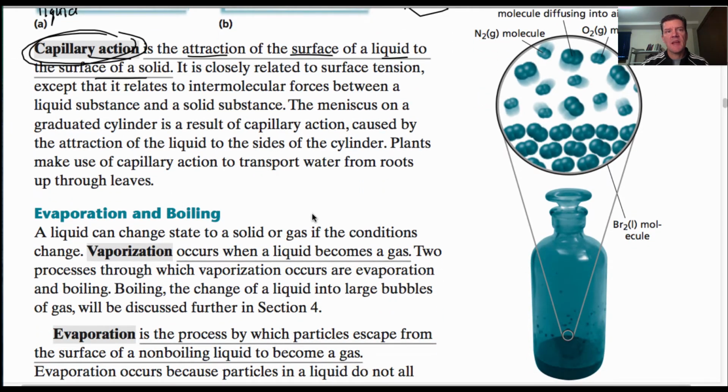Interestingly, capillary action is crucial to plant life because plants use that capillary action to transport water from the roots all the way up to the tallest branches and leaves of that tree. Okay.